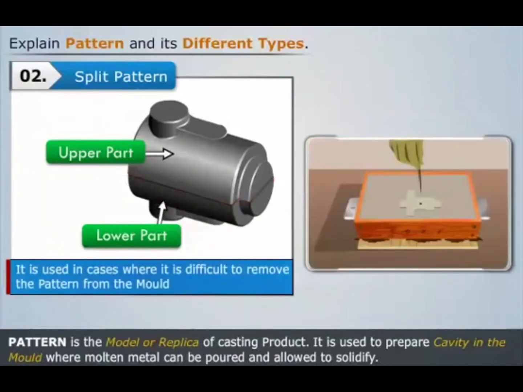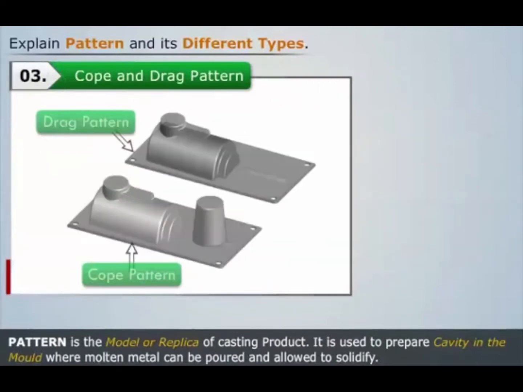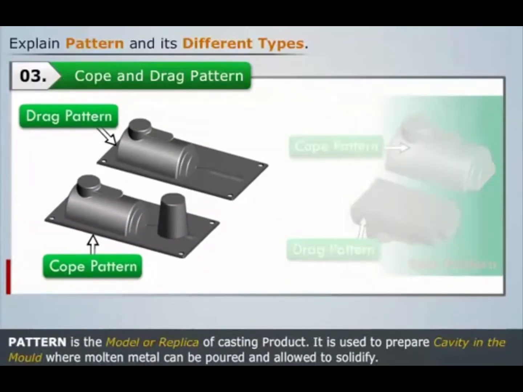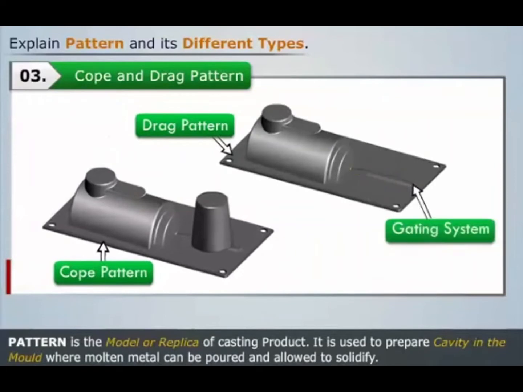It is used in cases where it is difficult to remove the pattern from the mold. Cope and drag pattern. It is a form of split pattern, with integrated gating and runner system provided in the drag pattern, and integrated risering system provided in the cope pattern.